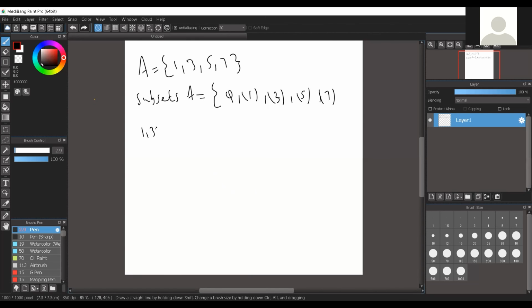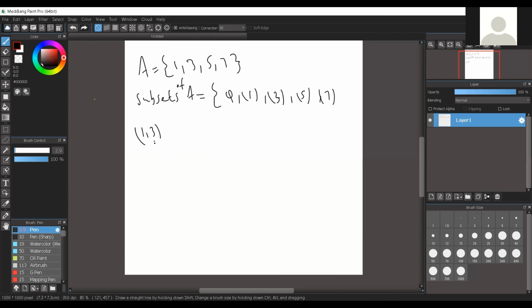What do you write in subsets of A equal to? We're writing all the subsets of A. In the closing bracket, what do you write? This is a null set, theta, the empty set. It's always there. It's a subset. Then we go 1, 3, 5, 7.